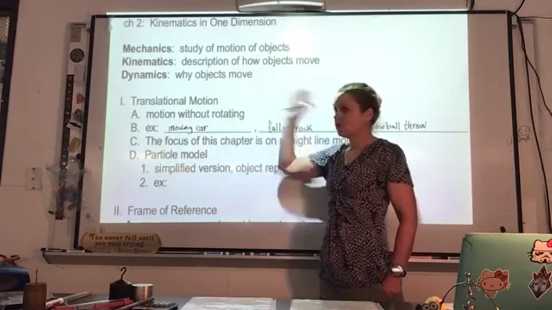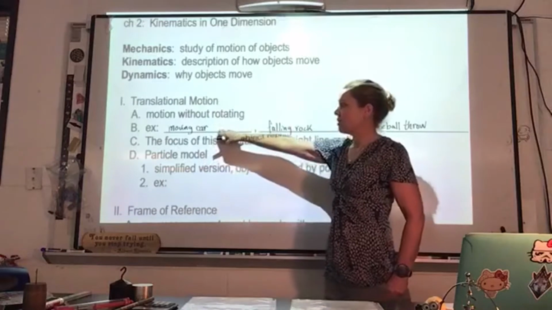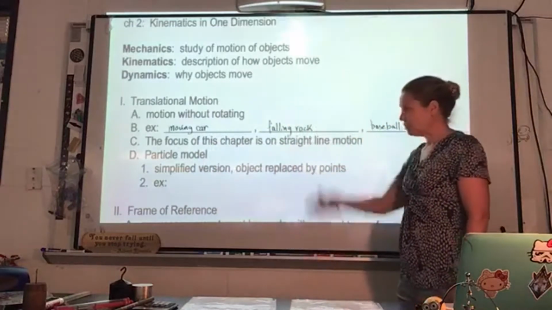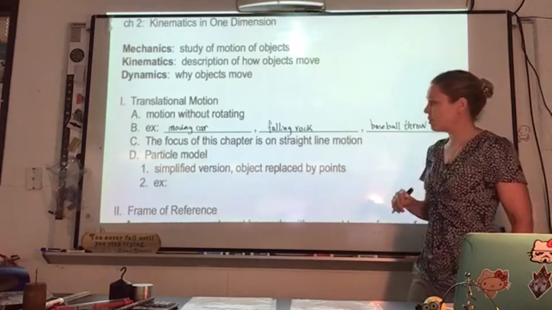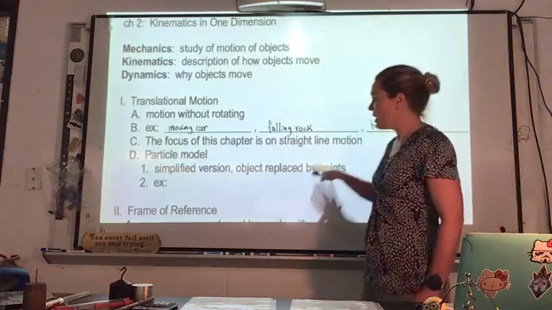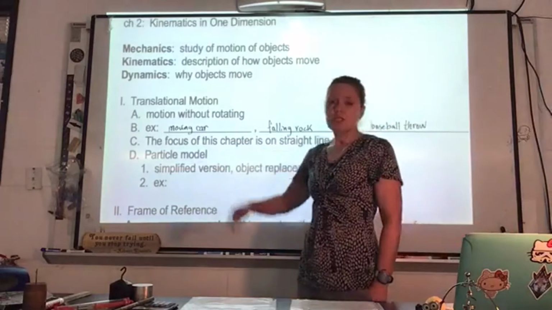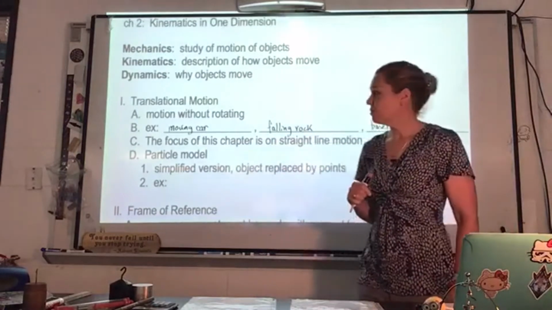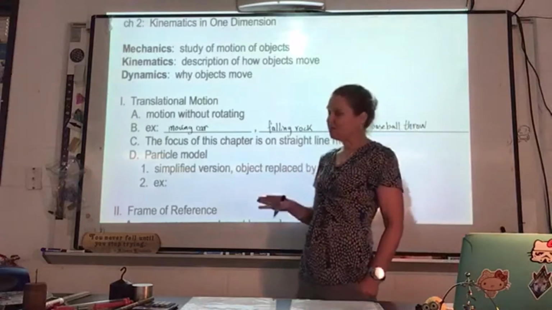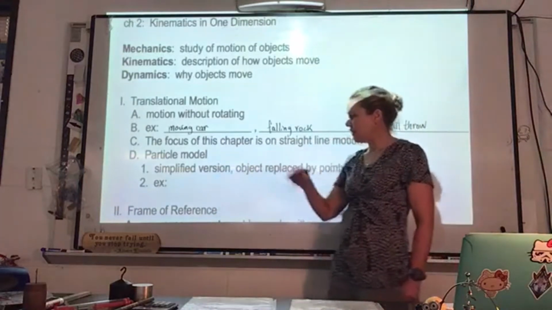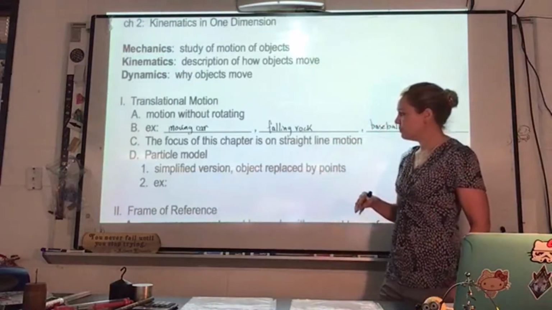So we're going to have a car moving down a straight road, all right? We're going to have a rock falling straight down, okay, in a straight line. The baseball throw, not going to work out so much for this. Okay, we're also going to work with what we call the particle model. The particle model, once again, we love to simplify things, is a simplified version of how an object is moving.